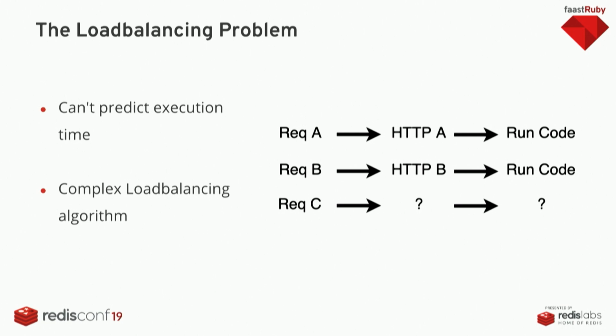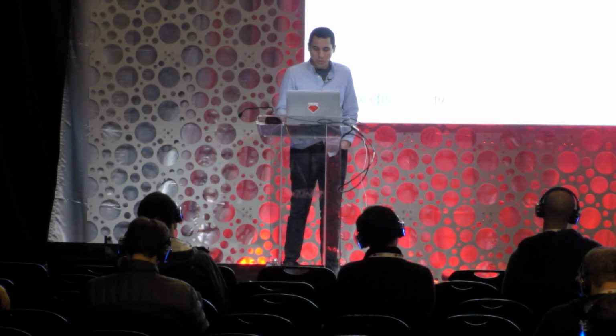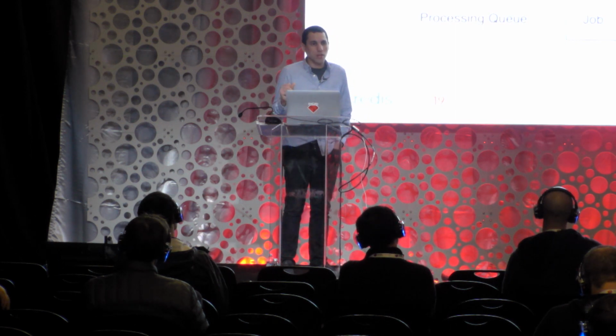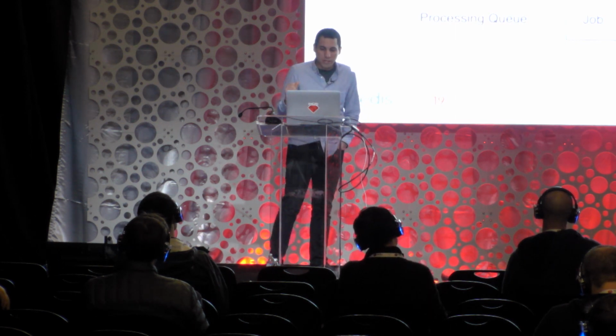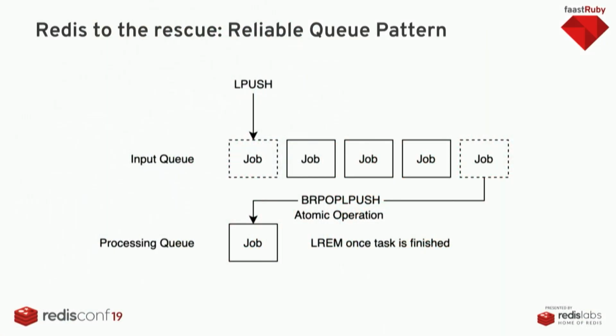I tried a few different things, and it's solvable, but I just found that using Redis to solve that problem as well would be much simpler. Are you guys familiar with the reliable queue pattern? Have you seen it before? So basically, on Redis, you can use LPUSH to push some jobs to an input queue, and then the workers are going to execute the jobs.